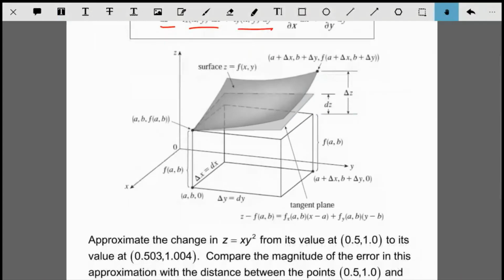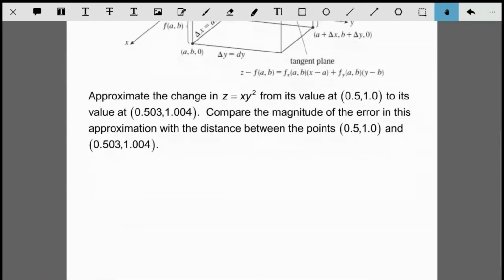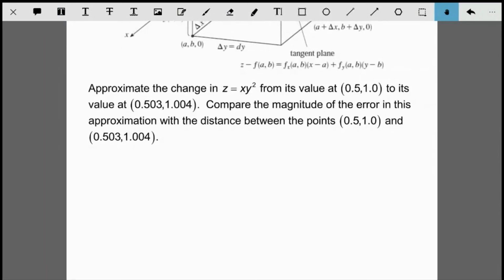Okay, so let's take a look at how we can use this. So it says approximate the change in z equals x y squared from its value at 0.5, 1 to its value at 0.503, 1.004. Compare the magnitude of the error in this approximation with the distance between the points 0.5, 1 and 0.503, 1.004. Okay, so let's take a look at how we would do this.